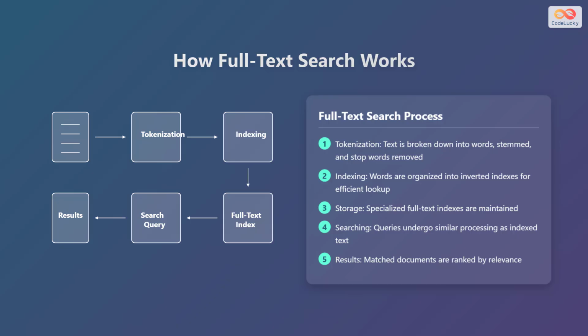Specialized full-text indexes are maintained in the storage phase. During the search phase, queries undergo similar processing as the indexed text. Finally, the matched documents are ranked by relevance, ensuring that the most pertinent results are presented first.